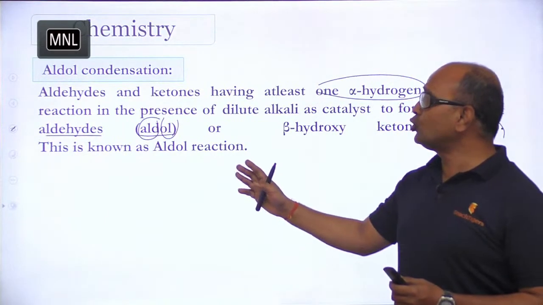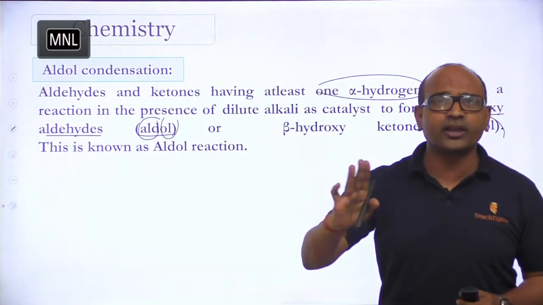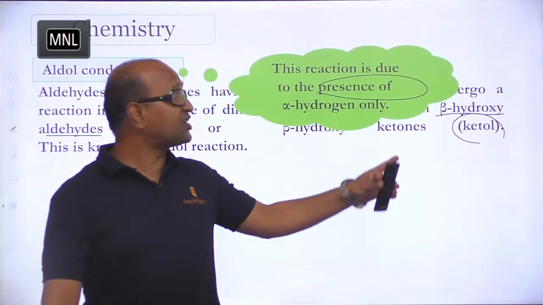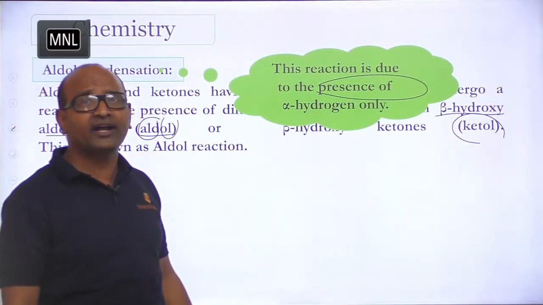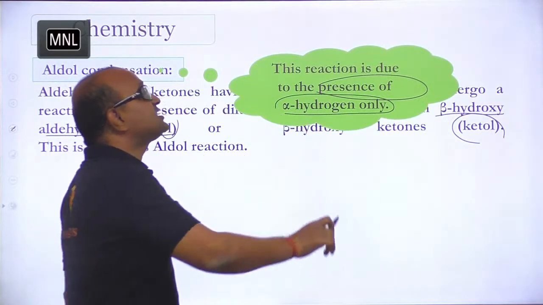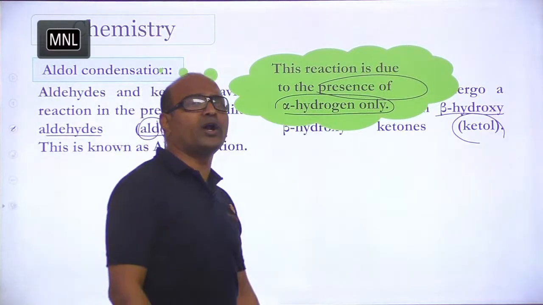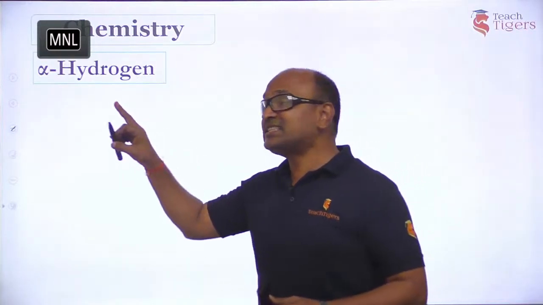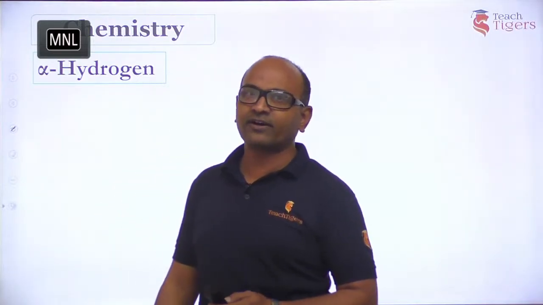How do aldehydes and ketones having alpha hydrogen react to give beta hydroxyaldehyde or ketone? Now, as I said, this reaction is given by only compounds having alpha hydrogen. This reaction is due to the acidic nature of alpha hydrogen. But the question is, what do you mean by alpha hydrogen? Guys, this is the hydrogen that is bonded to alpha carbon. We call it alpha hydrogen.